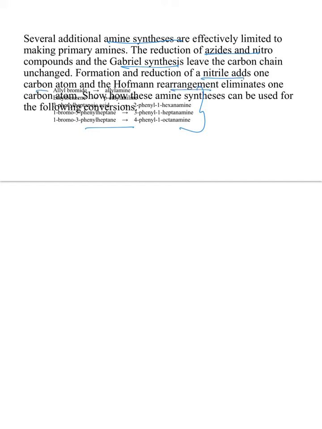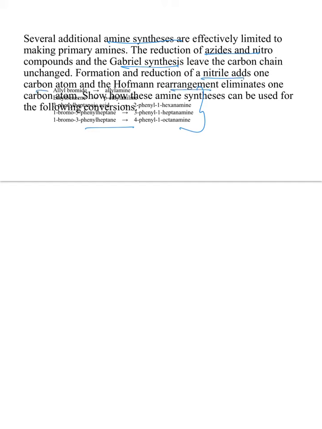Now you release it by reacting with hydrazine, N2H4, and some heat. And what that does then, the hydrazine replaces this group here. And then so now you have your NH2 allylic amine.